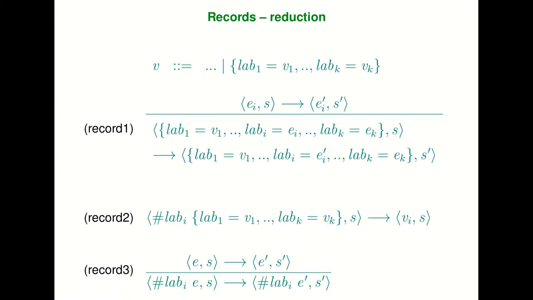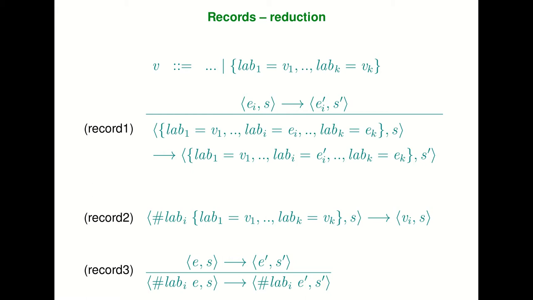The evaluation rules for records are the same as for pairs. It's the same left to right evaluation. It's just that stating the rules is a little more annoying. Values are record expressions where all the components are values. If labels 1 through I minus 1 are all values, then you can evaluate the ith expression. You evaluate the first one first, the second one second, the third one third, and then finally, when every label expression is a value, you can project out the appropriate component.